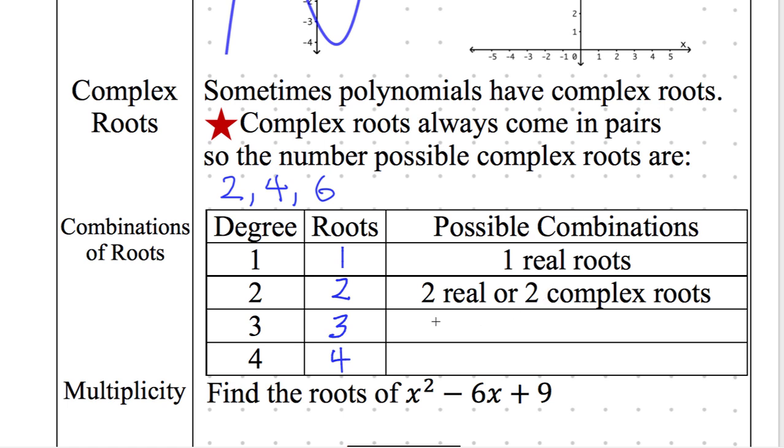Now it's a possible either-or situation. Let's try it for degree 3. This is a hard concept, but I think you guys can get this. If I have degree 3, knowing that complex roots come in pairs of 2, what are my possibilities? There's 2 possibilities. You need to get both of them.